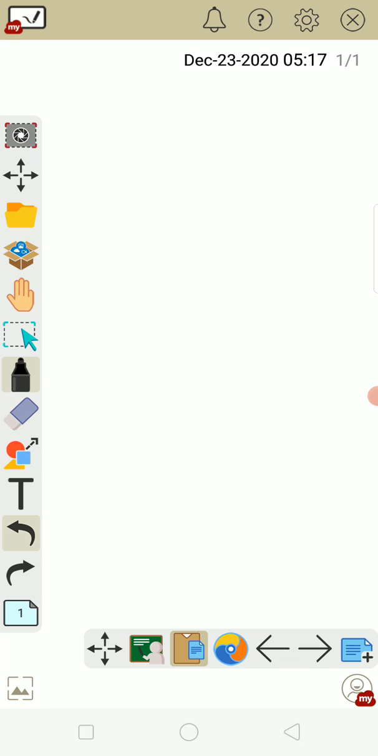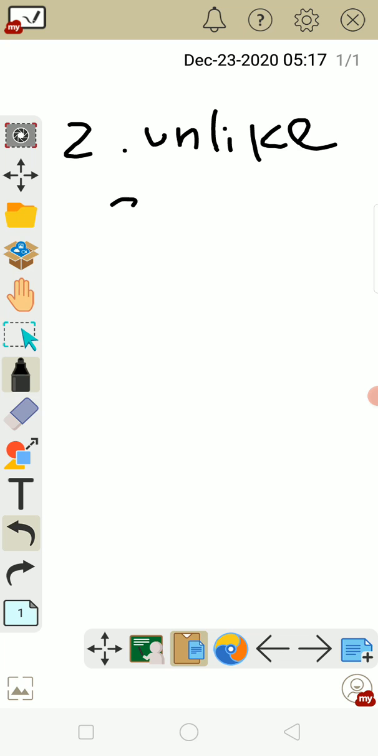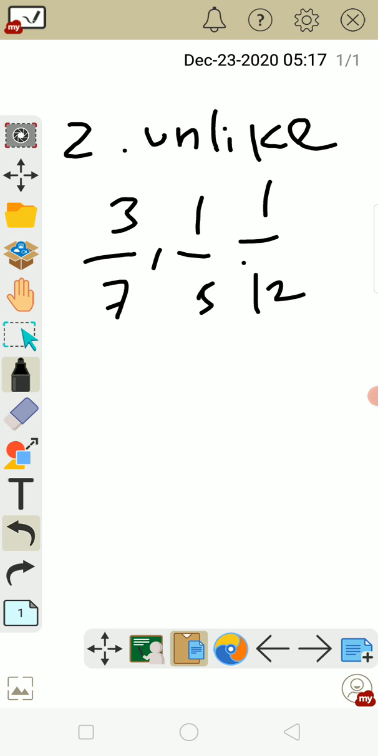Let me see the second type, unlike fraction. Unlike fraction means what? Fractions with different denominators are called unlike fractions. For example, 3 by 7, 1 by 5, then 1 by 12, then 2 by 9.